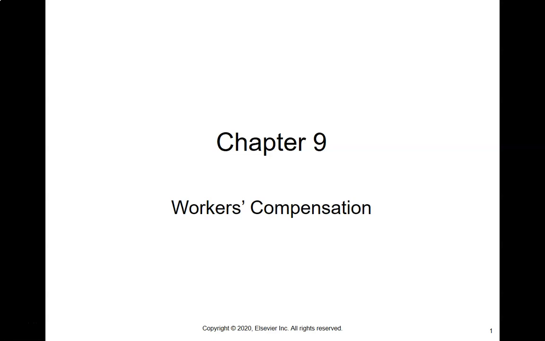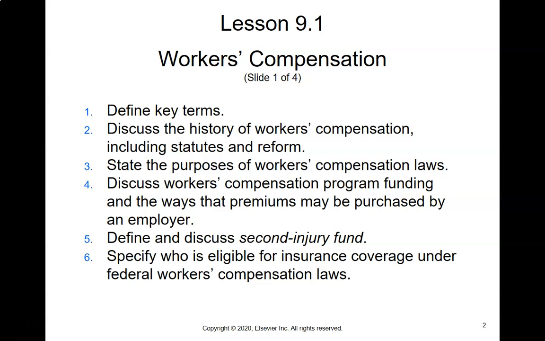Chapter 9, Workers' Compensation. The learning objectives for workers' compensation are: 1. Define key terms. 2. Discuss the histories of workers' compensation, including statutes and reform. 3. State the purposes of workers' compensation laws.